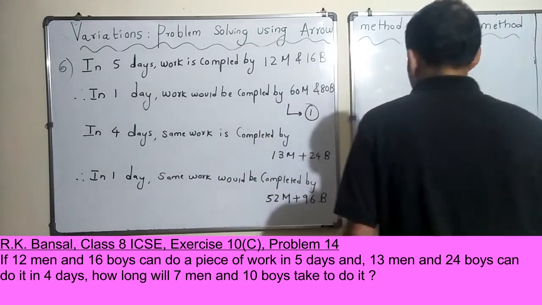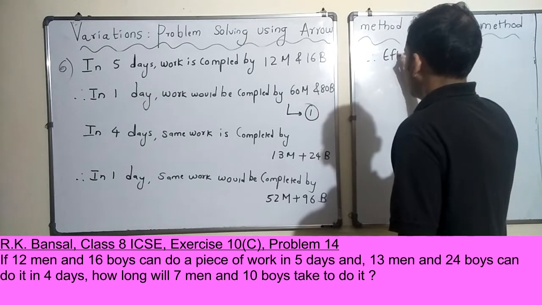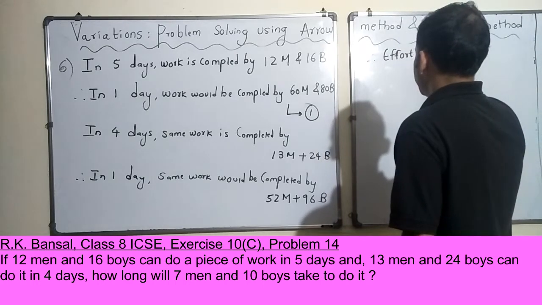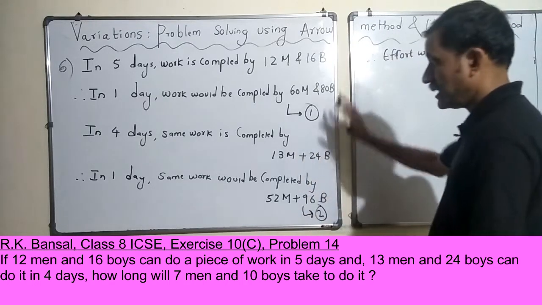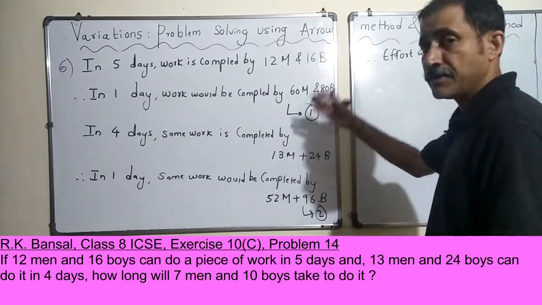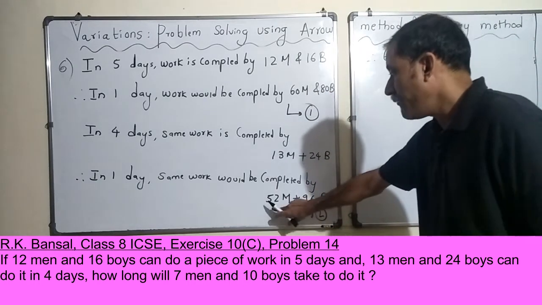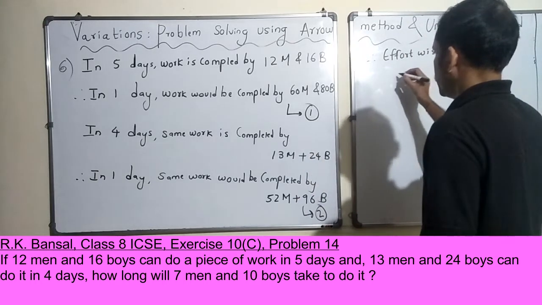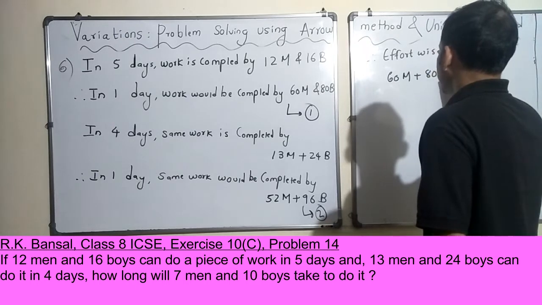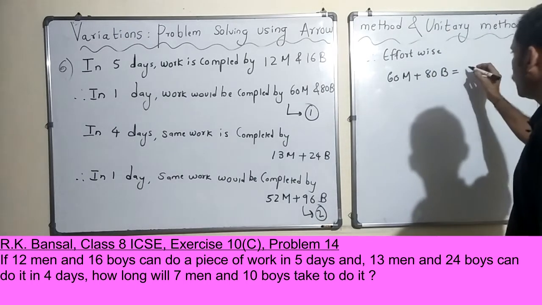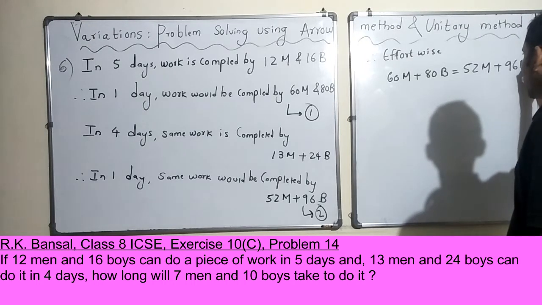So effort wise, it is actually the same effort. Don't you think 1 and 2 are equal? Because assuming the same effort is required, it's the same work that you have to do. So the effort put by 60 men and 80 boys is equal to the effort put by 52 men and 96 boys, right? So 60M plus 80B is equivalent to 52M plus 96B.